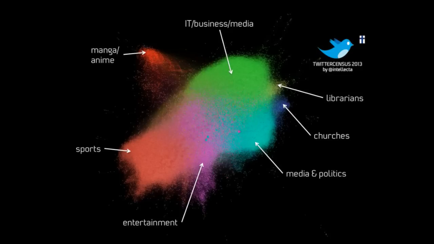So we've got an IT business and media cluster, and media politics, so churches, librarians, entertainment, sports, etc. Quite similar to the Swedish. I'm missing some clusters that exist in the Swedish, but the northern or northeastern clusters are very similar to the Swedish graph. I can say we actually don't have a manga anime cluster in Sweden that I have found, at least.